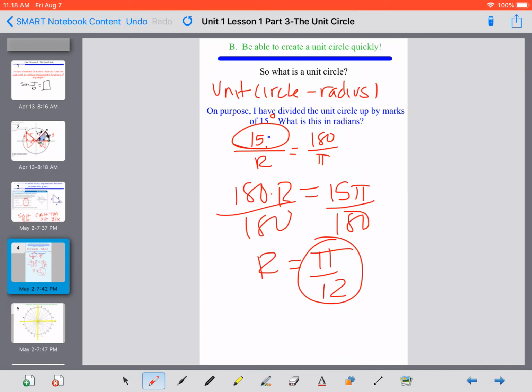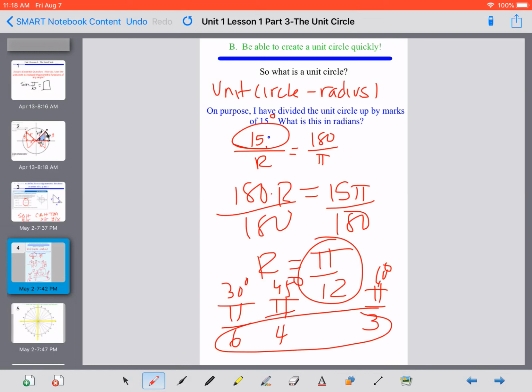And you'll see I chose this because we know that we have angles in radian measure. For instance, pi over 6 is 30 degrees. Pi over 4 is 45 degrees. Pi over 3 is 60 degrees. And if you look at their denominators, their least common multiple is 12.